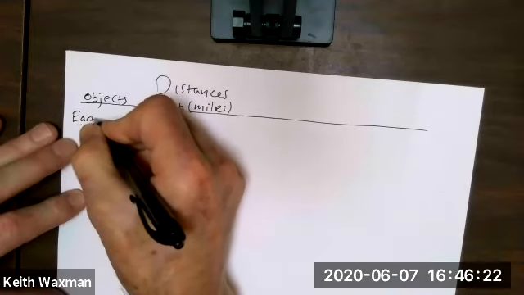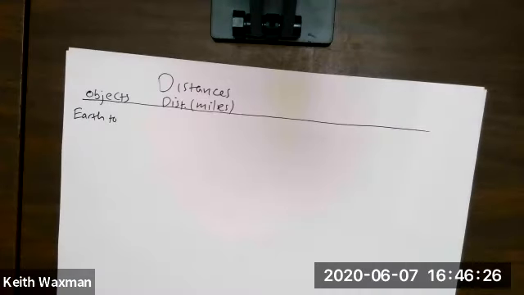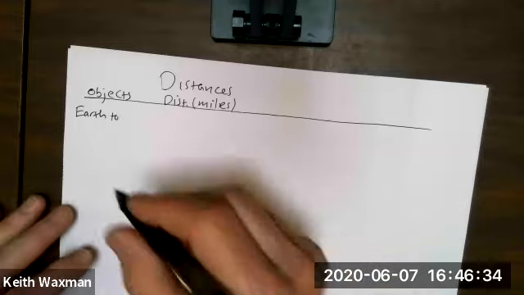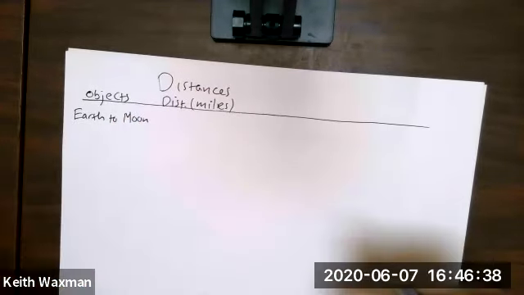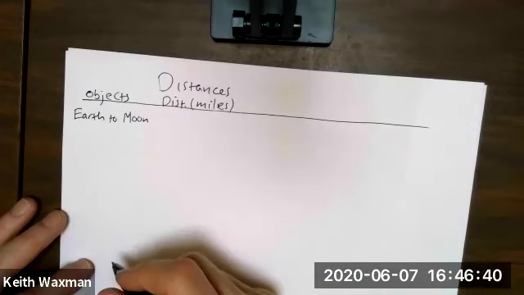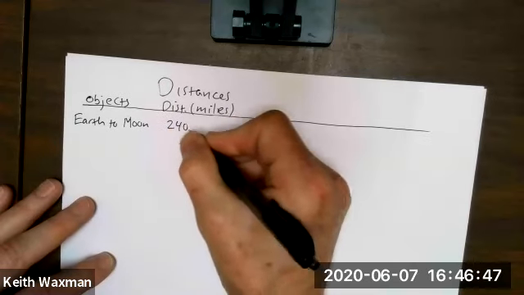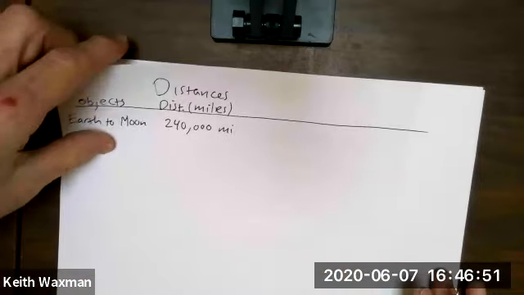From the Earth to our closest neighbor in space. What is the closest neighbor in space we have that we've actually walked on? It's the only other body out there besides the Earth that humans have walked on. Earth to moon. So we'll start off with that. What is the distance from the Earth to the moon in miles? You don't have to know this, but it's about 240,000 miles.